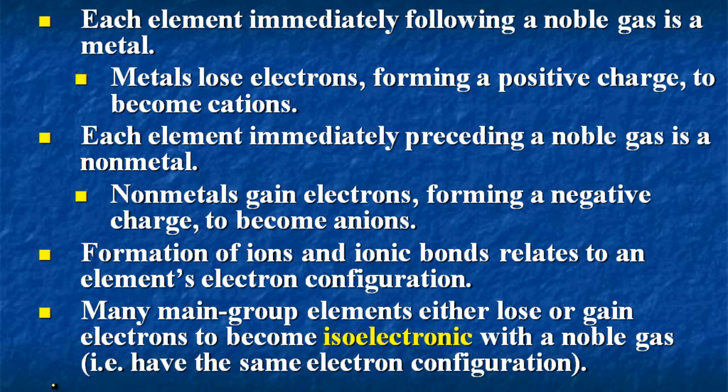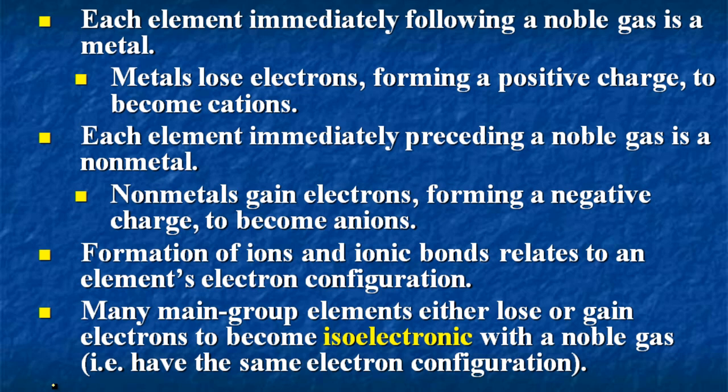So, we were talking about covalent bonding so far, polar, non-polar covalent bonds. Let's briefly look into a little bit more detail of ionic bonding also. This we know already, all these sentences, but let's just read and remember one more time. Each element immediately following a noble gas is a metal. On the periodic table, we know that.